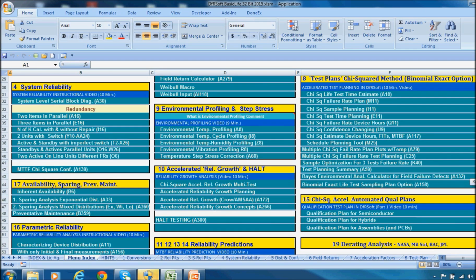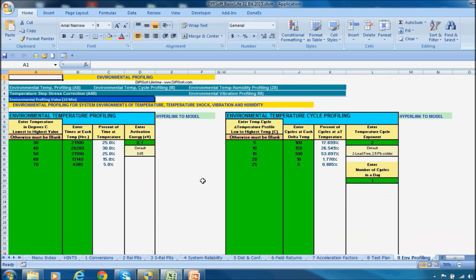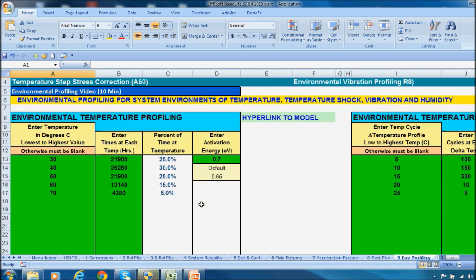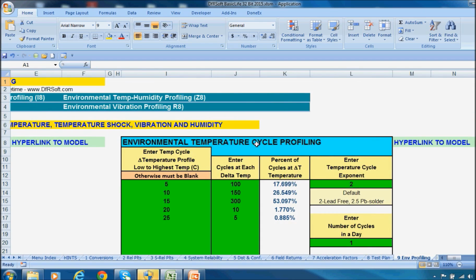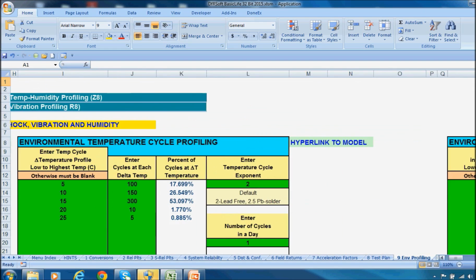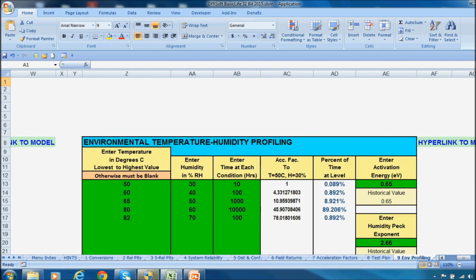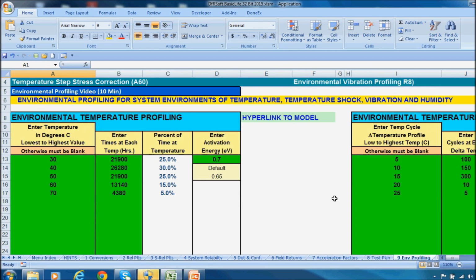Environmental profiling is module number 9, and the modules are labeled down here. So we're going to hyperlink to that, and here we are. Let me zoom in on this so we can see what we're doing. DfRSoft has the ability to do environmental profiling for temperature. Next to that is your temperature cycling module. You can do this for temperature cycling, and you can also do it for shock and vibration, as well as temperature humidity. Let's do temperature first because that's the easiest.